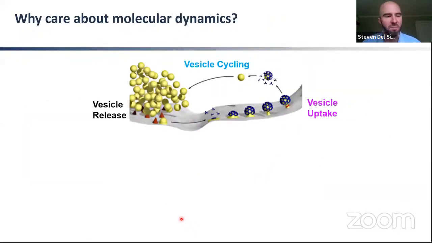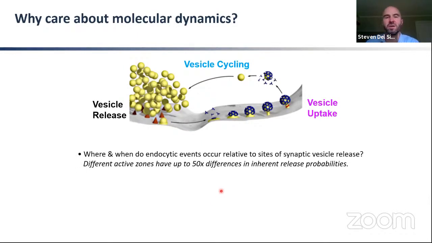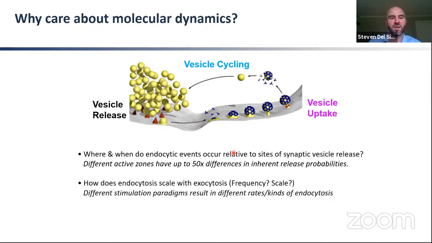And so why is it important to consider the molecular dynamics? Why isn't it enough to simply look at a mutant phenotype and identify all the genes that are required? So I would say that there's a lot of things that we can learn really uniquely by studying the molecular dynamics. So where and when do different events occur relative to sites of synaptic vesicle release? So we know, for instance, that at the NMJ, different sites of release can have up to 50-fold differences in their inherent release probabilities. We could ask questions like, how does endocytosis scale with exocytosis? Is it simply the frequency or the scale of the events, or both? And how does the molecular machinery adapt to these scaling rates of exocytosis?